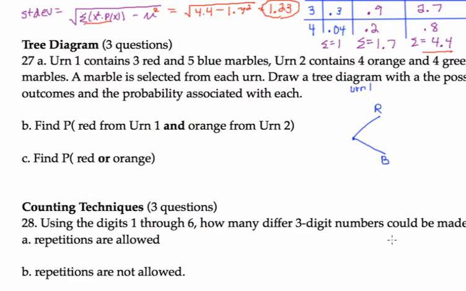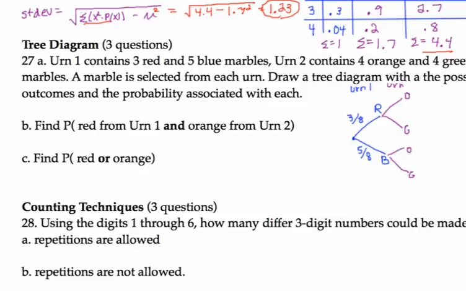Using a tree diagram. We'll start with urn 1 to see what could happen first. So urn 1 has 3 red and 5 blue marbles, so what's the probability of getting a red? 3 out of the total of 8. What's the probability of getting a blue? 5 out of the total of 8.